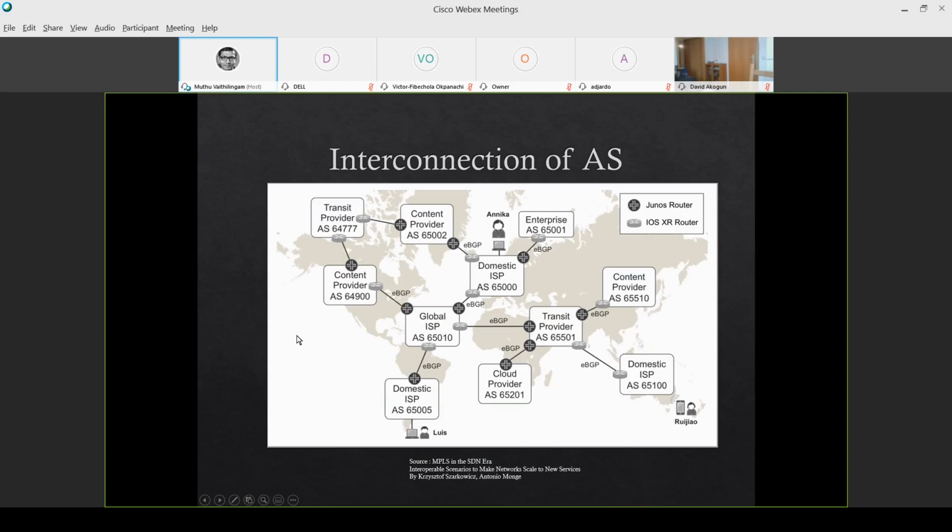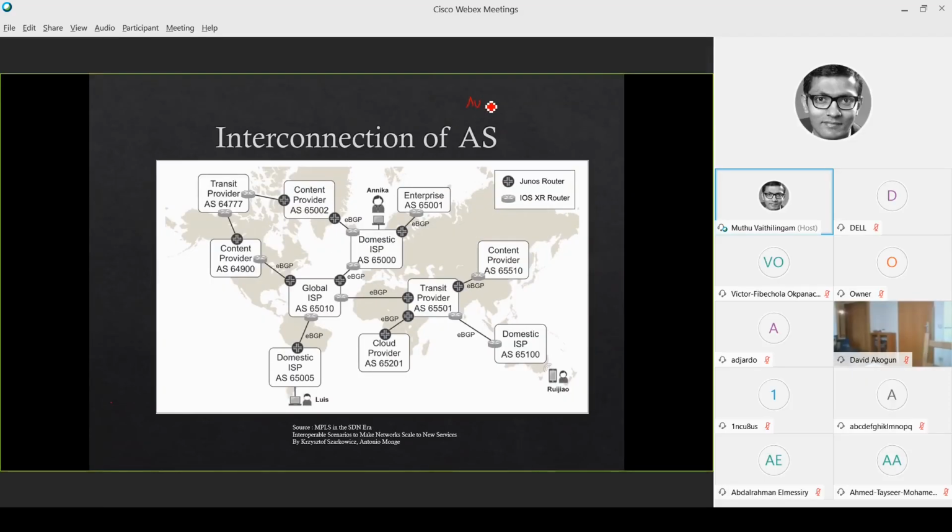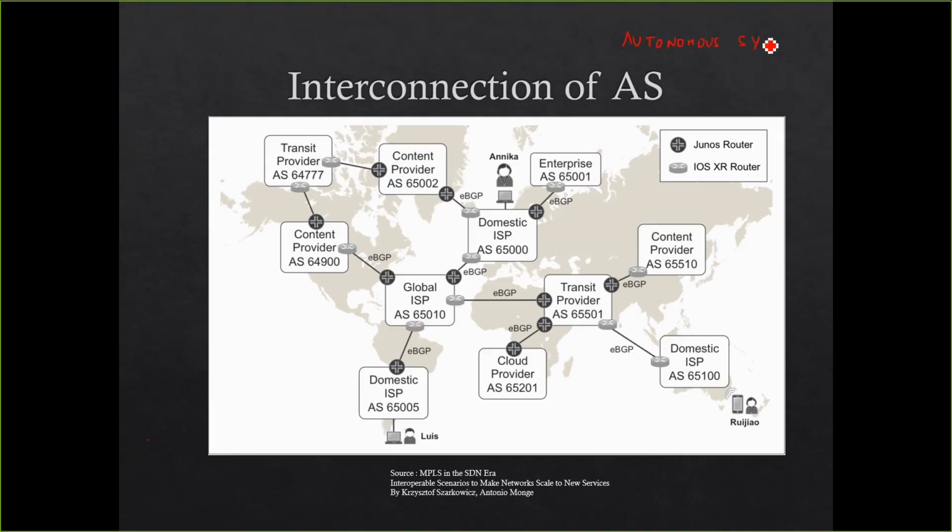So if somebody asks you or asks me, what is the internet, right? The internet is nothing but an interconnection of several autonomous systems. And AS here, what's written here, AS stands for autonomous system. So each box that you see in this picture, for example, this is a box, this is a box. Each box is an individual network.